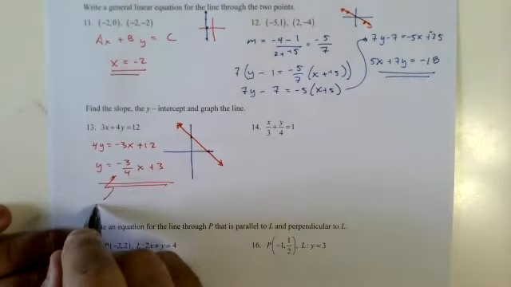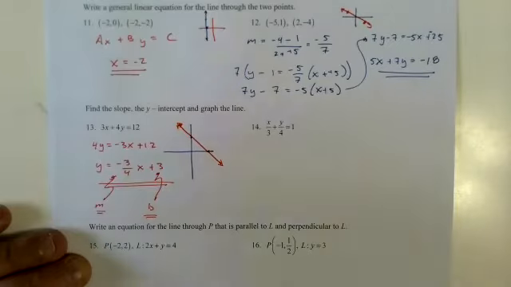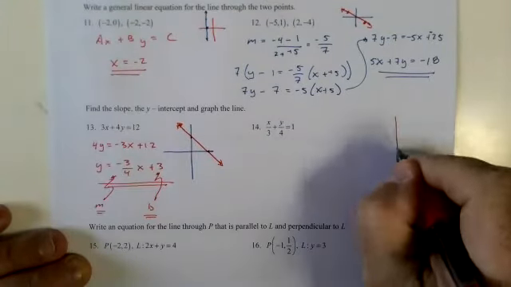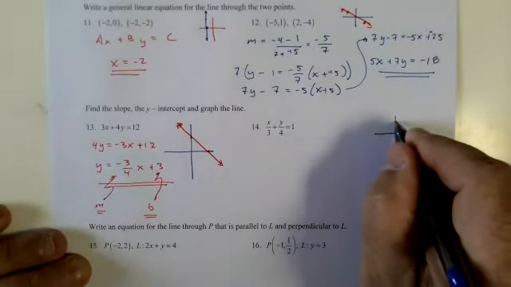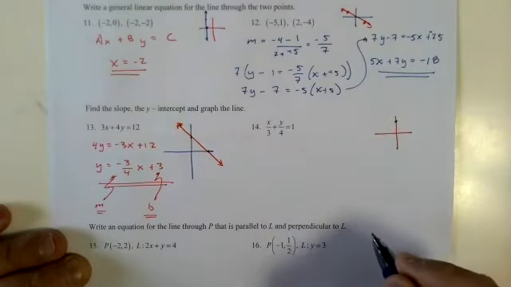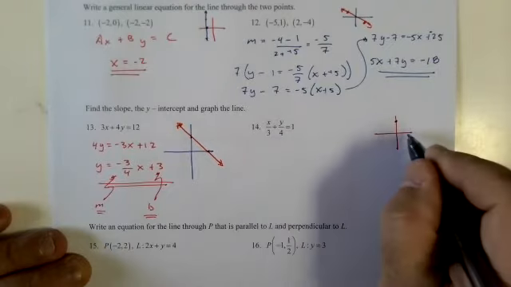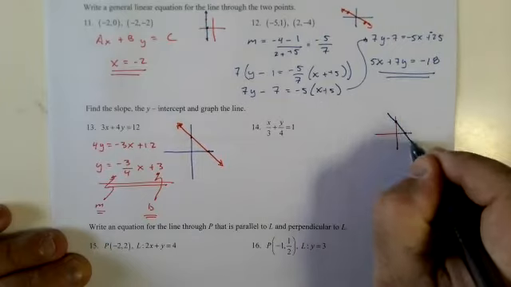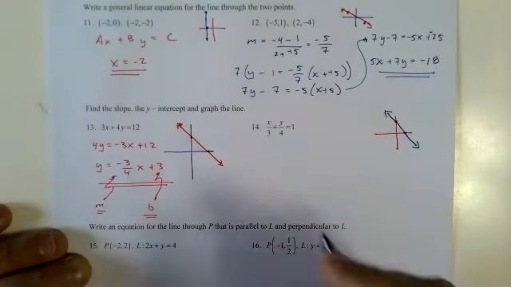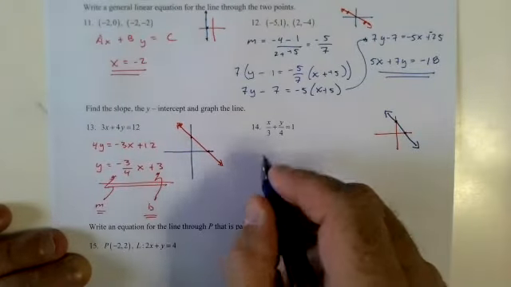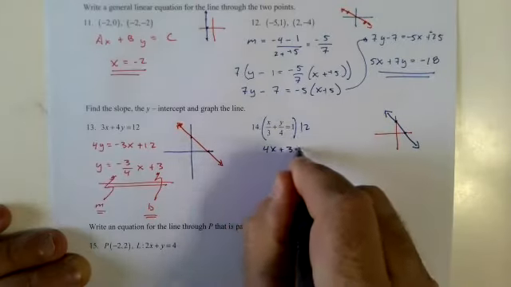Slope, y-intercept. X is 0, y is 4. I think we're going to get the same line here. Almost. When y is 0, x is 3. So I'm going to multiply everything by 12. I just don't like fractions. 4x plus 3y equals 12.